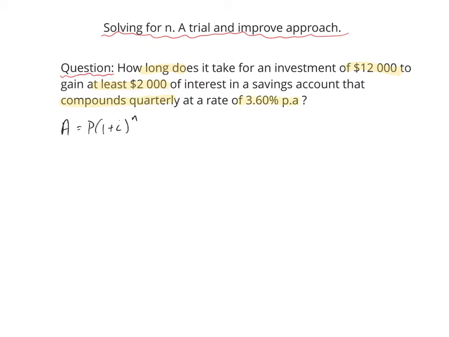Okay, so writing down the compound interest formula and then writing what we know. In this problem we know the starting amount, the principal, which is $12,000. We know that our final amount in the account we want to be at least $14,000. The interest rate per period is 3.6%, but it's quarterly, so we divide by 4, and we're trying to solve for n here. So let's substitute in what we know.